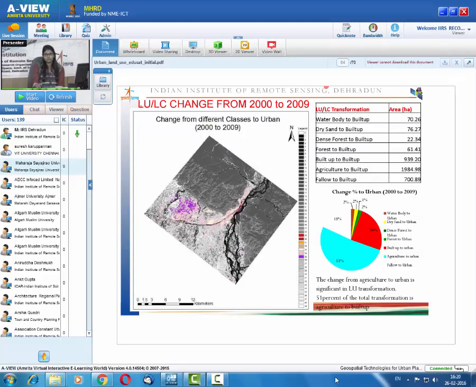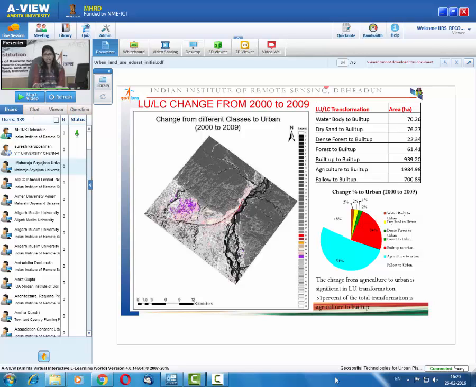For your information, you can bring these layers by WMS server, that is web map service, into your GIS platform like QGIS, which is an open source platform, or ArcGIS, whichever is available with you, and you can digitize over it.